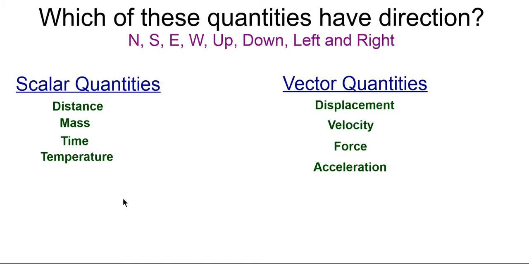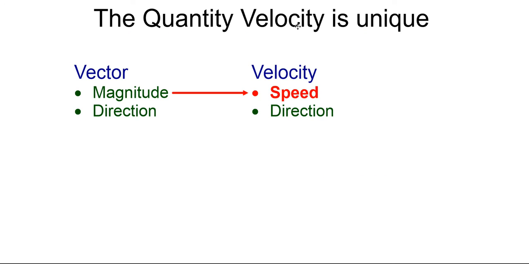Does a quantity have direction? That's just one more thing I want to mention to you, and that is velocity is a bit unique. Remember this? The vector has magnitude, the amount of, and direction. There's a special name for magnitude with velocity. It's the only quantity that has that. So we'll never say the velocity has magnitude and direction. We'll say it has speed and direction. And speed is a magnitude.